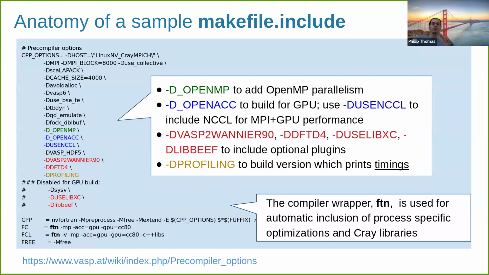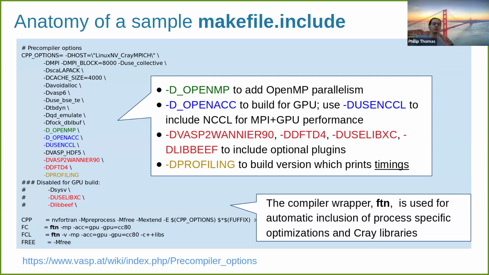Finally, I just want to call attention to some items in the makefile.include that may be of interest. The first thing is that there are many precompiler options that you can set, and the majority of these are set to improve performance when running on parallel architectures. Some that might be of interest to you as a user making a build are -DOMP, which is used to build with OpenMP parallelism. If you're building for GPUs, you'll want to add -D_OPENACC, and also -DUSENCCL to link to the NCCL library for communication between GPUs.